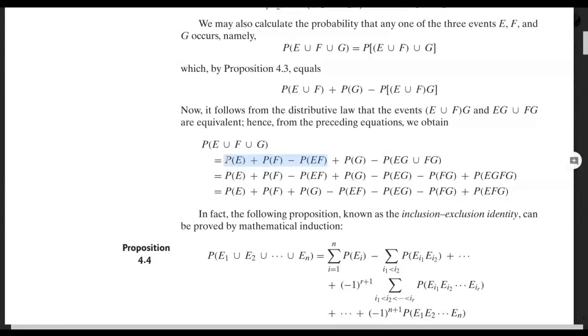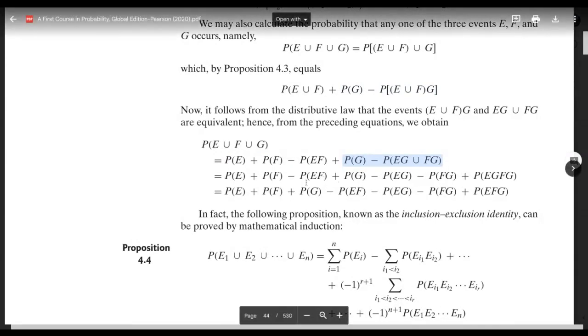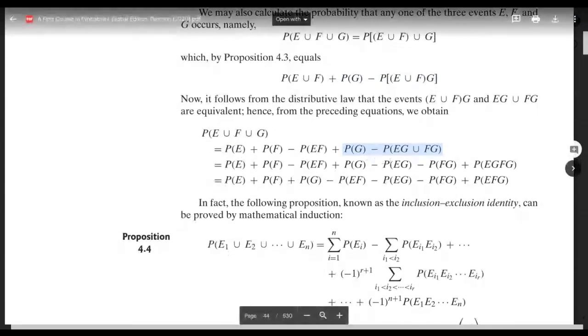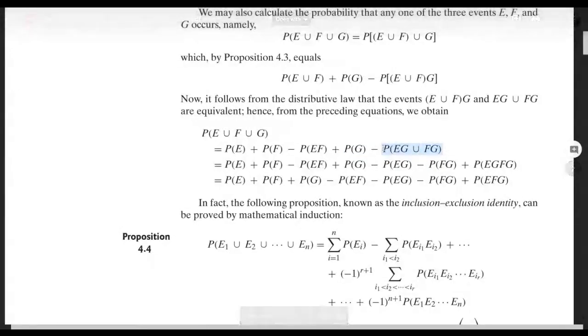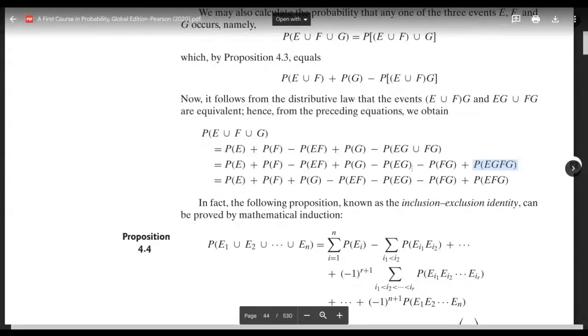And then for this one, we have that already. We have this, then plus this part. So we simplify this. What is this part? This part is E intersect with G, union F intersect with G. Right? We use the union of this. Well, what's the union of this? That would be the probability of the first plus the probability of the second minus the probability of the intersection.